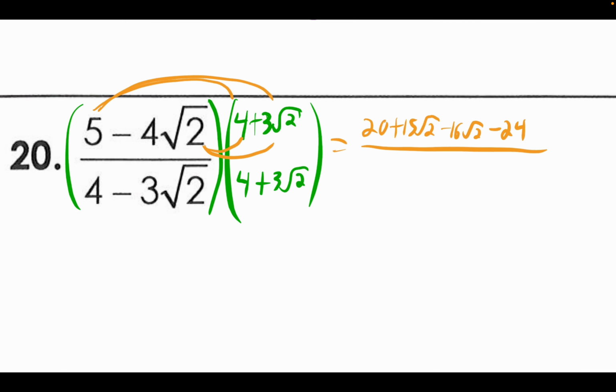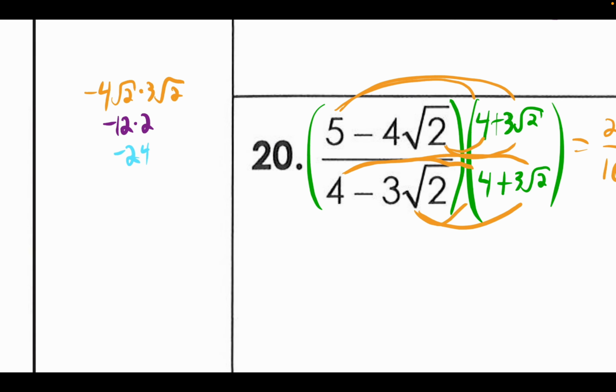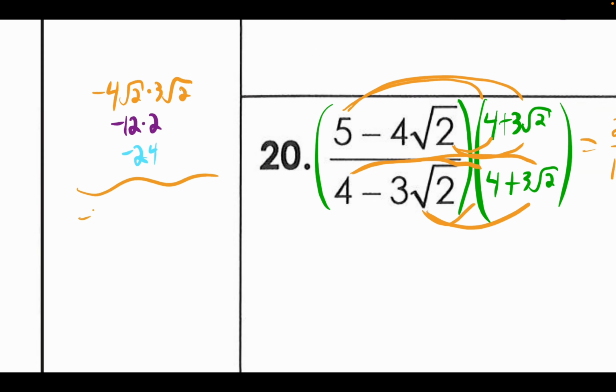Over, it's at the bottom now, which works out nicer. 4 times 4 is 16. 4 times 3 square root of 2 is 12 square root of 2. Negative 3 square root of 2 times 4 was negative 12 square root of 2. And negative 3 square root of 2 times 3 square root of 2. Some of us may benefit again from seeing it off the side. So we'll have negative 9 times 2. Negative 9 is negative 3 times 3. Square root of 2 times 2 is 2, and that's negative 18.